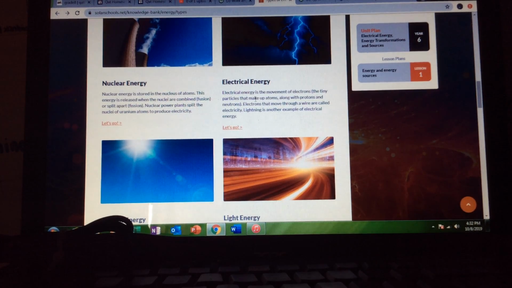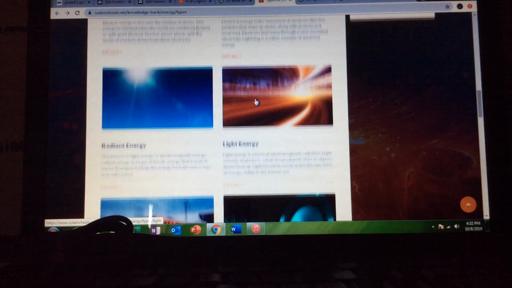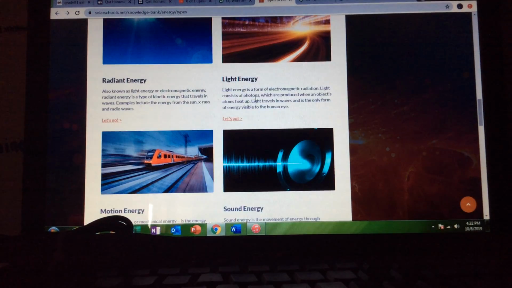Next type is electrical energy. Electrical energy is the movement of electrons, the tiny particles that make up atoms along with the protons and neutrons. Electrons that move through a wire are called electricity. Lightning is another example of electrical energy. Next is radiant energy, also known as light energy or electromagnetic energy. Radiant energy is a type of kinetic energy that travels in waves. Examples include the energy from the sun, X-rays, and radio waves.